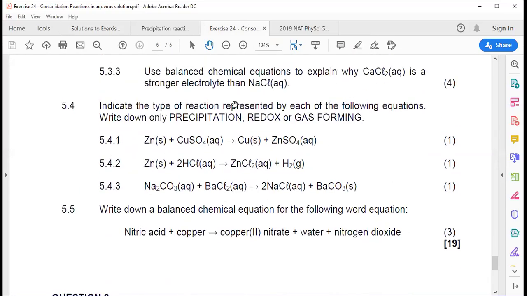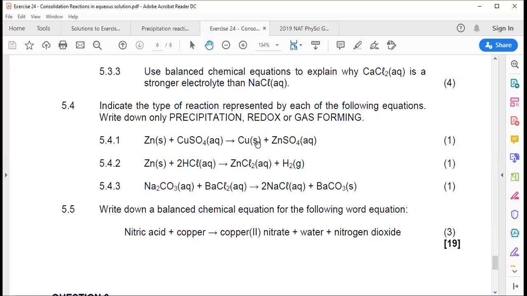Indicate the type of reaction represented by each of the following equations. Write down only precipitation, redox, or gas forming. So what are we going to say here? We need to check first our product. If you look at the first one, we've got zinc solid, and on this side here, we've got also copper solid.